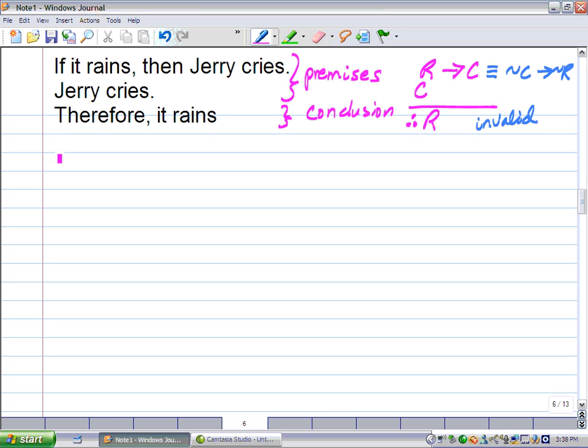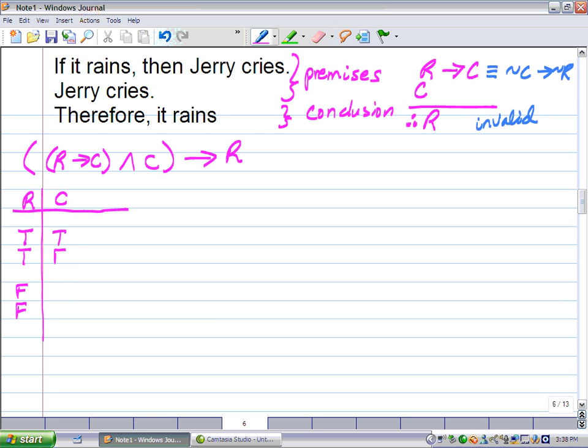If I want to do the truth table, I've got to take the first premise, R implies C, and what's the second premise? C. So there's my two premises, premise 1 and premise 2. Together I have to see if they imply my conclusion, which is R. So I'm going to have two letters in my truth table, R and C. That means there's going to be 4 rows. True, true, false, false, true, false, true, false.